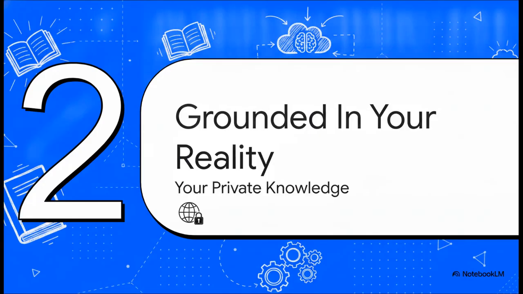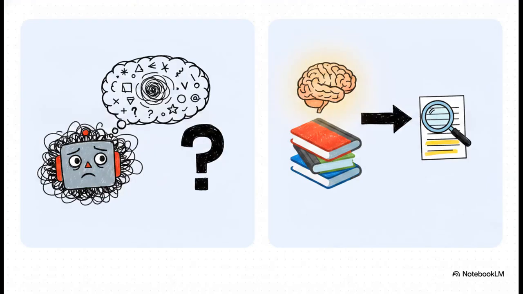Which brings us to Section 2, grounded in your reality. This is all about your private knowledge. This concept right here is why Notebook LM is such a game changer for content creators. Think about a standard AI chatbot. It knows a little bit about everything, relies on massive pre-trained data, and runs a pretty high risk of hallucinations, meaning it might just confidently lie to your face. But Notebook LM is grounded. It becomes an expert strictly on your stuff.